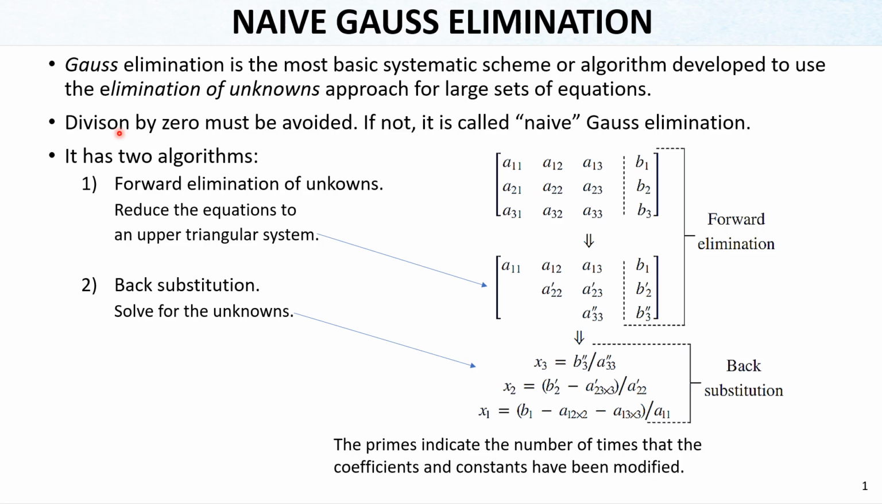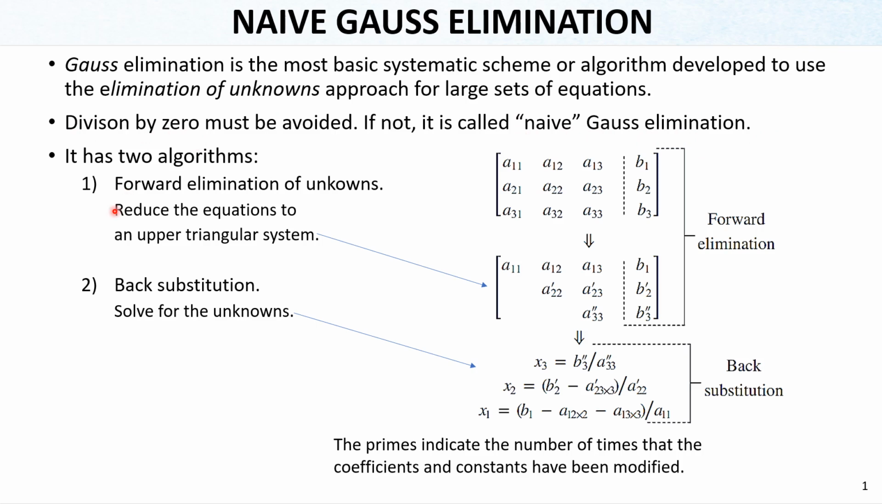Also, division by zero must be avoided in Gauss elimination. If the zero division is not considered or is ignored, it is called naive Gauss elimination. If there is a consideration of this zero division, then it is called regular Gauss elimination.